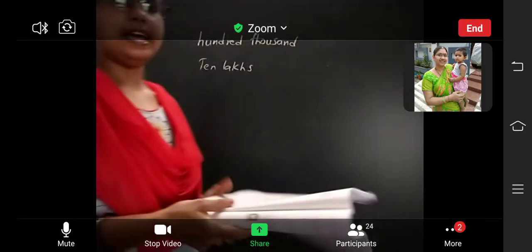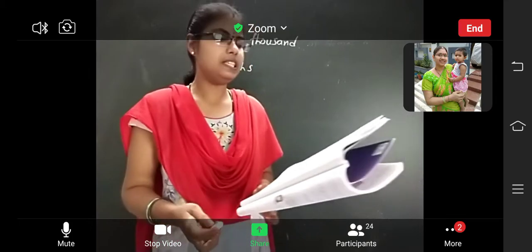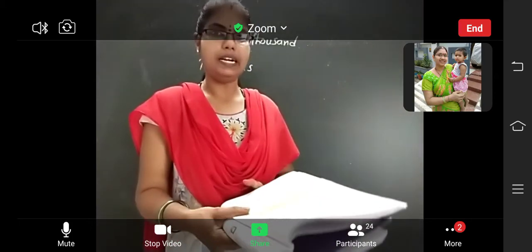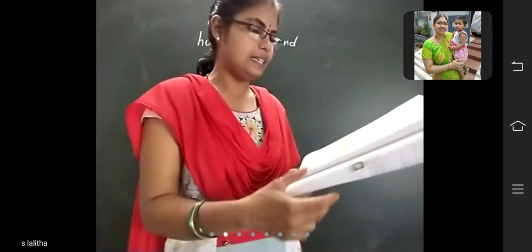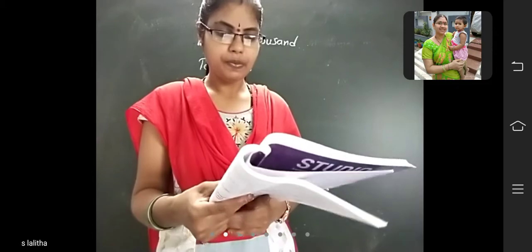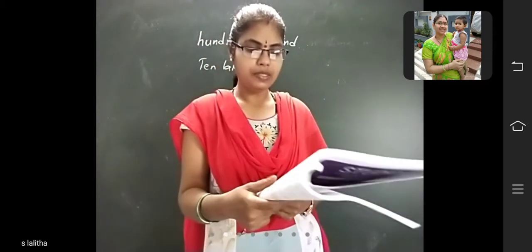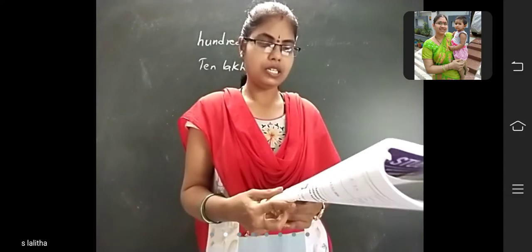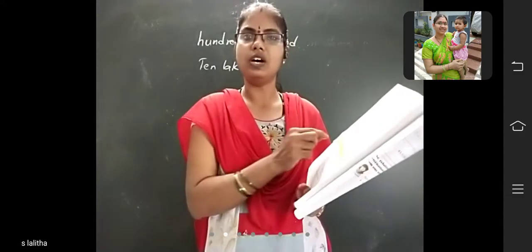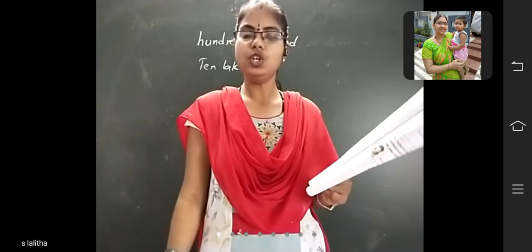Next, 3.9 Activity C. Fill in the missing numbers and the number name in the table. Here the Indian system number is given. What is the number name? 45,67,212. And in the international system, the number name is 4,567,212. The first one is already given. The second one you should do.